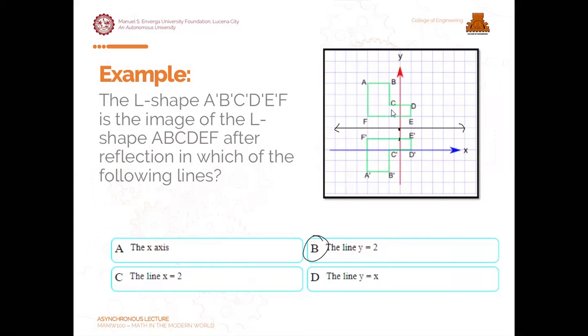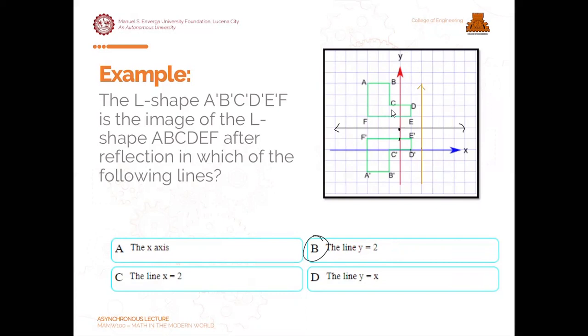Okay? So, si line x is equals to 2 is different kasi si y is equals to negative 2 is ito yun. Ito yung points na yun. Okay? So, vertical siya. Kaya hindi siya yun. Okay?